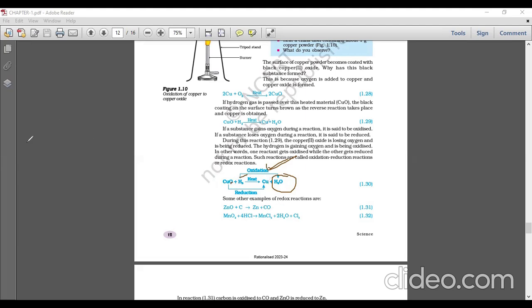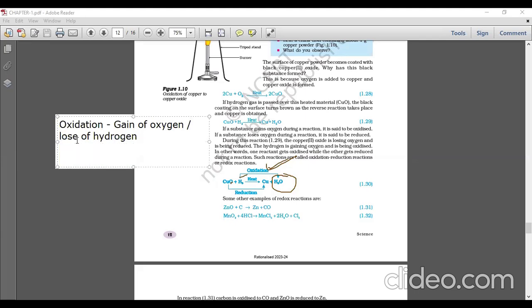So what is oxidation? I'll write here. Oxidation means gain of oxygen or loss of hydrogen. This is called oxidation reaction. Then reduction reaction, what is reduction reaction? Gain of hydrogen, or loss of oxygen. So this is called reduction reaction.